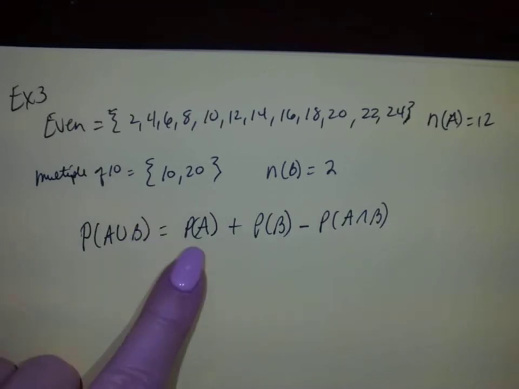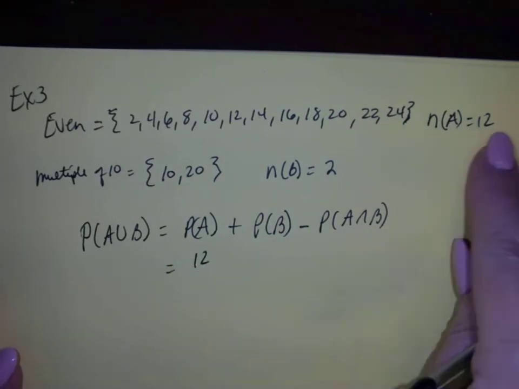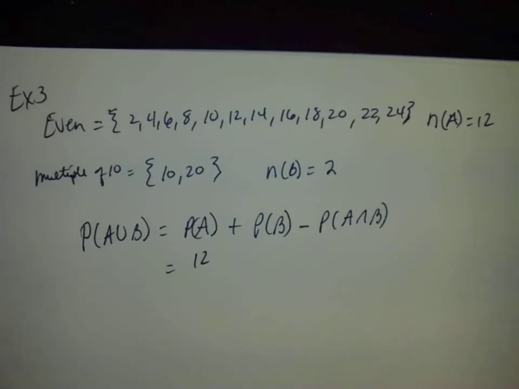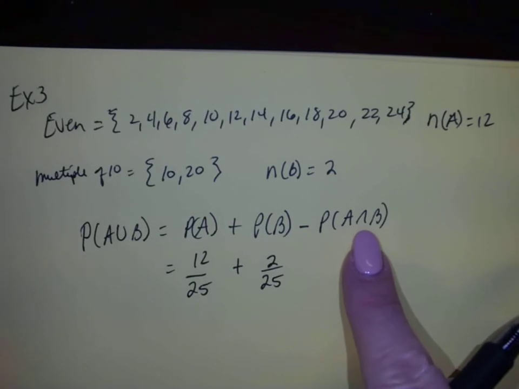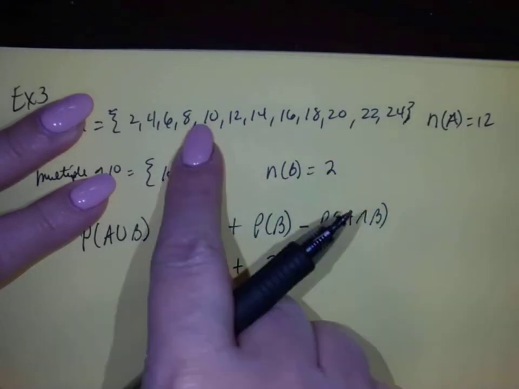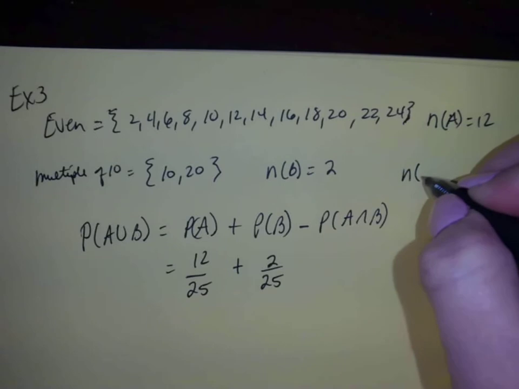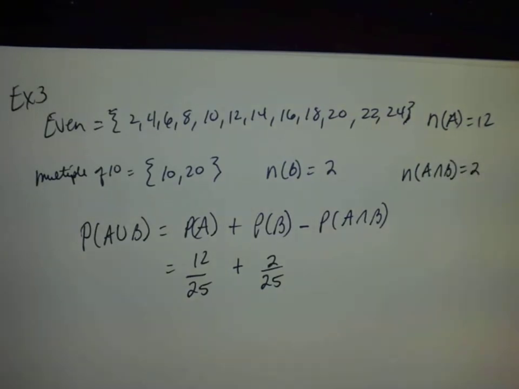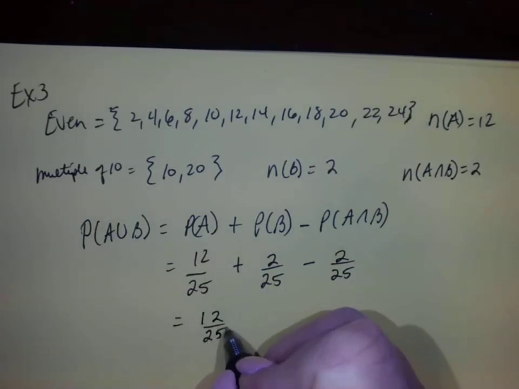All right, so the probability of A is going to be 12 out of how many balls did we have to draw from? Because 12 is the number of the event. We had 25 to draw from, so 12 out of 25. The probability of getting a multiple of 10 was 2 out of 25. And then how many are in the intersection? Well, the intersection means it's in the evens and it was a multiple of 10. Well, 10 and 20 were in our set of evens, so it's going to be 2 of them. So we also understand that the number of A intersected with B is equal to 2. So minus 2 out of 25. Well, you can see these will both cancel out. We are left with 12 out of 25.